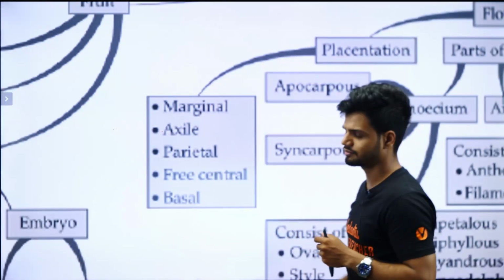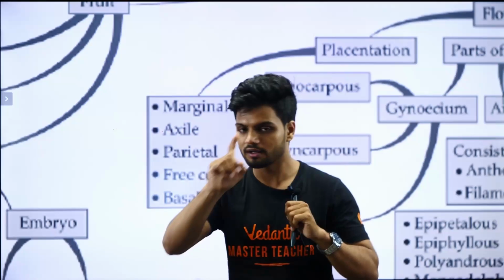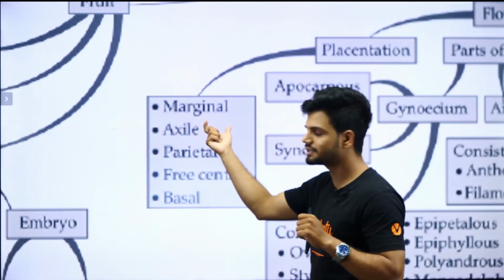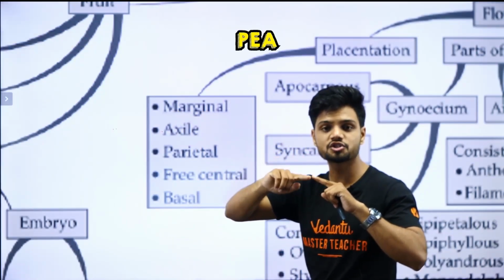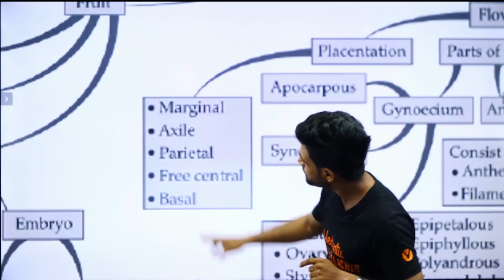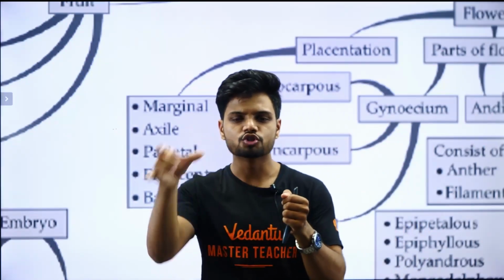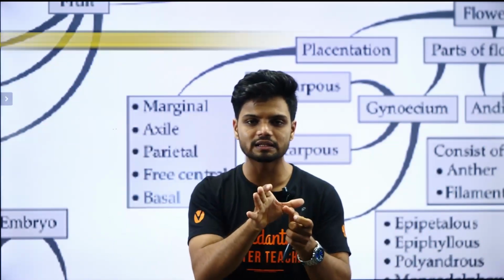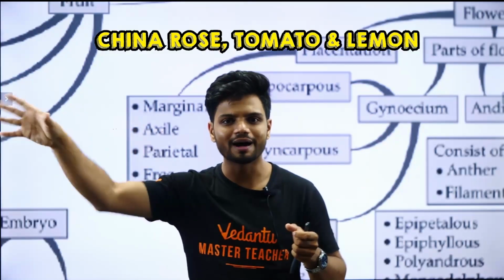Then we have placentation. That is the arrangement of ovules. First one is called marginal placentation. MP, marginal, P. Example is going to be pea, or China rose, tomato and lemon.